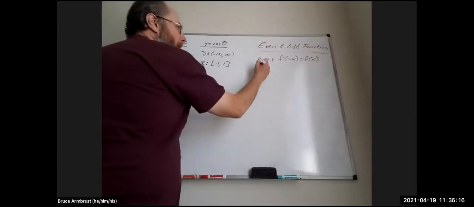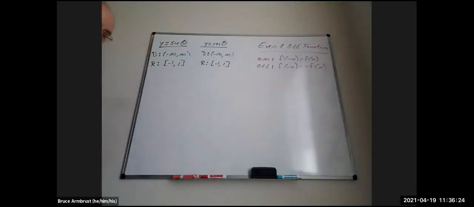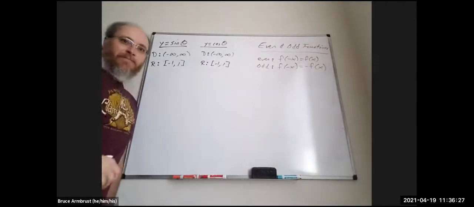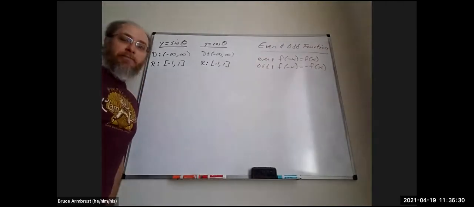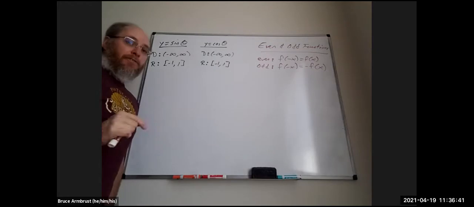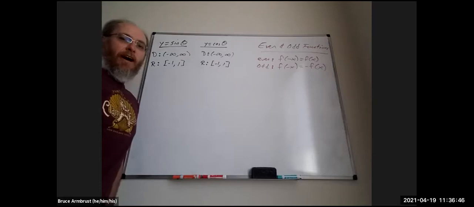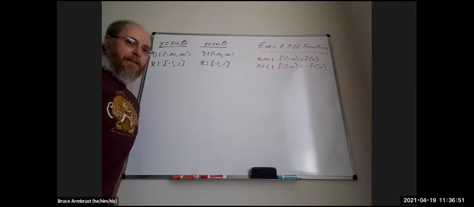For a function to be odd, if you plug in the negative, you get the opposite of what you would get if you plugged in the positive. Something like x cubed is a good example, because if you take 2 and cube it, you get 8. If you take -2 and cube it, you get -8. All right, so that's the definition of even and odd. Even functions, you get the same thing if you plug in the negative. Odds, you get the opposite.